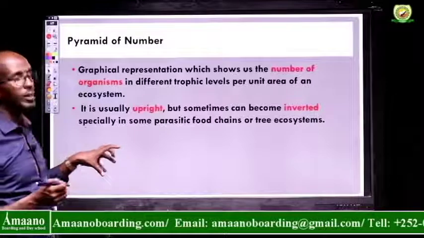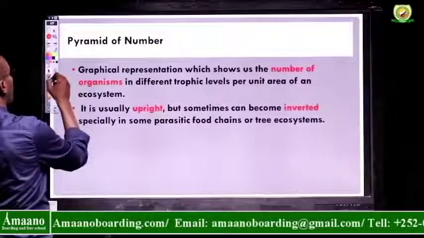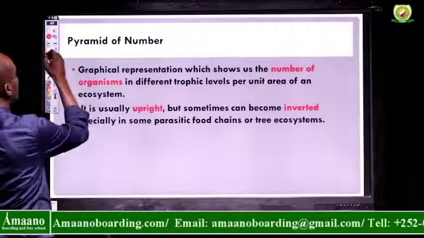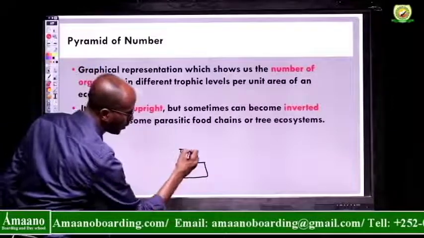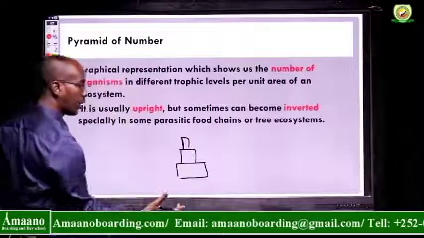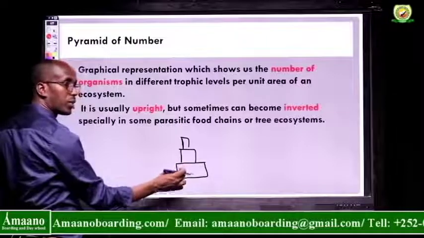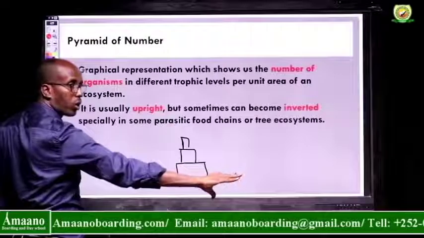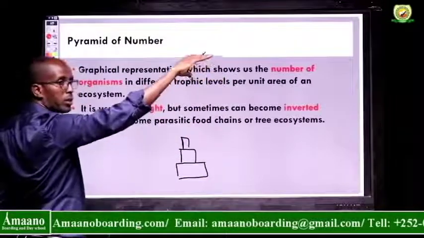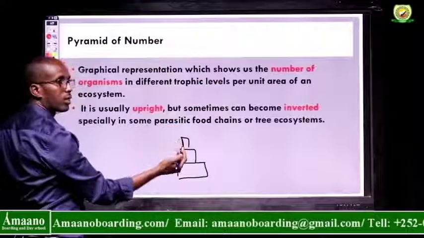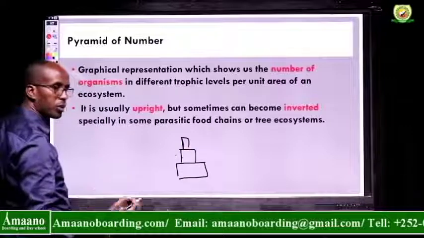It's usually upright. What do we mean by upright? We mean like this. It's usually upright. That means the producers have the largest block, and then the successive consumers the next, and so on. As you go up, the block becomes smaller, please.